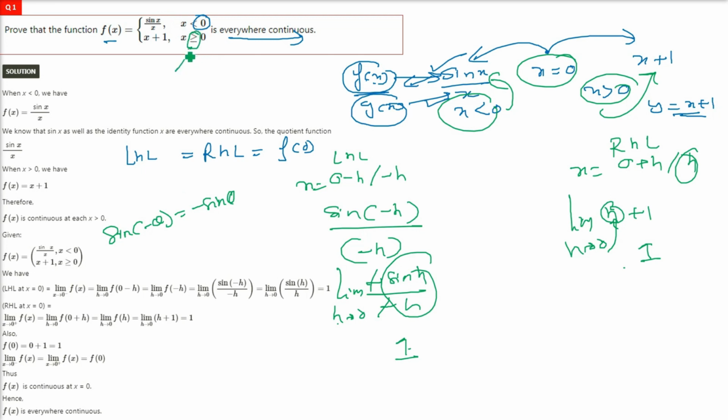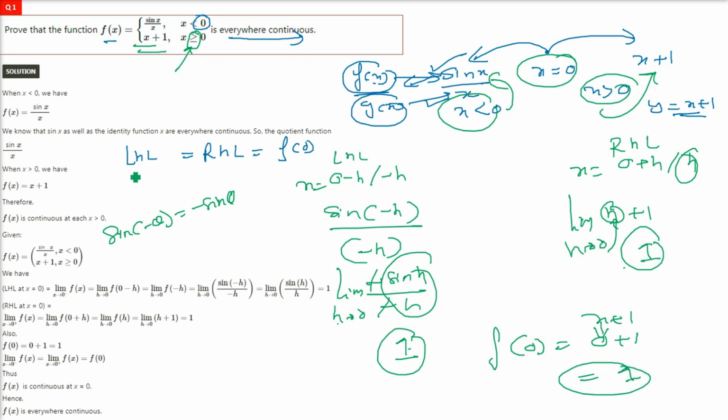And what is the value of the function at x equals 0? We have to use x plus 1 here. So f0, just put it here. In place of x, replace it by 0. 0 plus 1 is x plus 1. I am replacing x by 0. So it is 1. So left hand limit, right hand limit and this one, the value, they all are equal. Okay. So you can say that this at 0, this function is continuous.